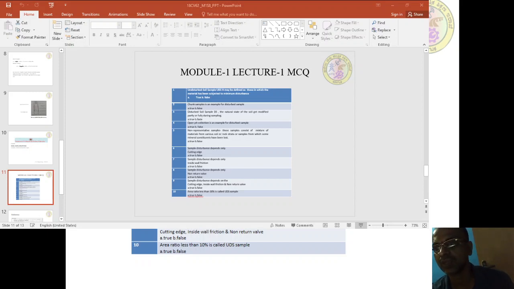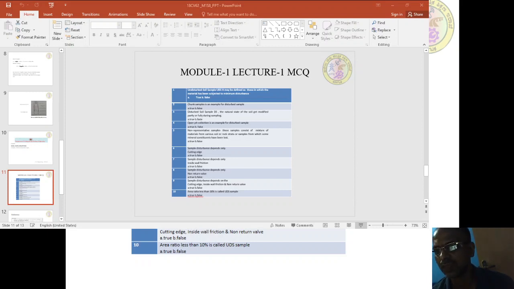Chunk sample is an example of disturbed sample. No, chunk sample is an example of undisturbed sample. Therefore, your option is B, false. Disturbed soil sample, the natural state of soil gets modified partially or fully during sampling. It is true, fully. Option is B. Open pit collection is an example for disturbed sample. So it is true. Non-representative samples are those samples which consist of a mixture of materials from various soil or rock strata, or samples from which some mineral constituents have been lost. Non-representative, yes, it is true.